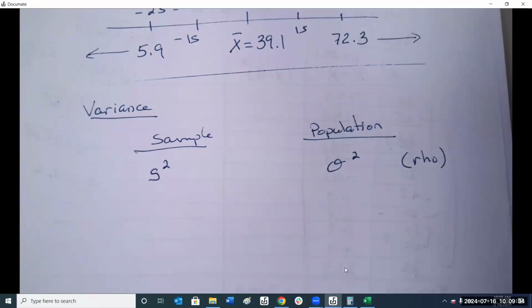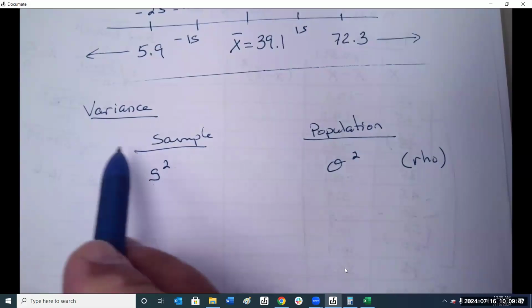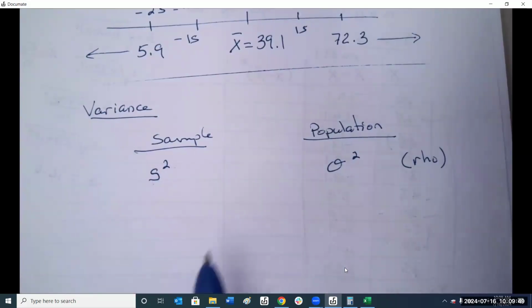By definition, the variance of a set of values is a measurement that is the square of the deviation from the mean. It's the square of the deviation. Remember, S is a deviation. We square it, it becomes variance now. So what happens mathematically when we square the deviation? What do we get?